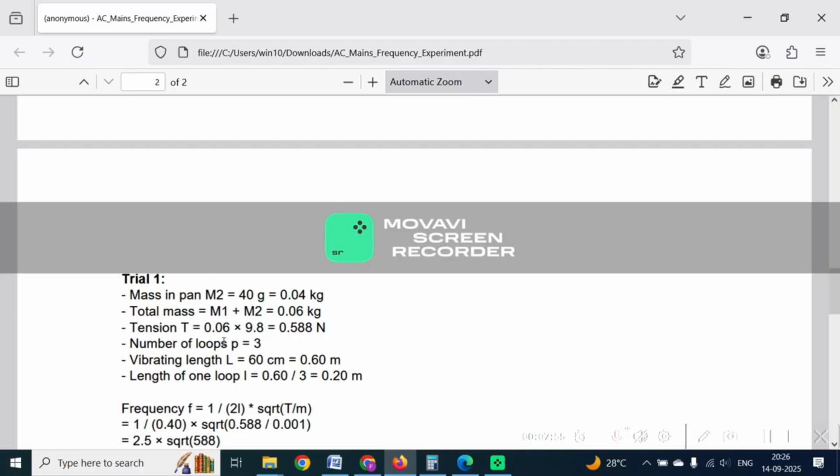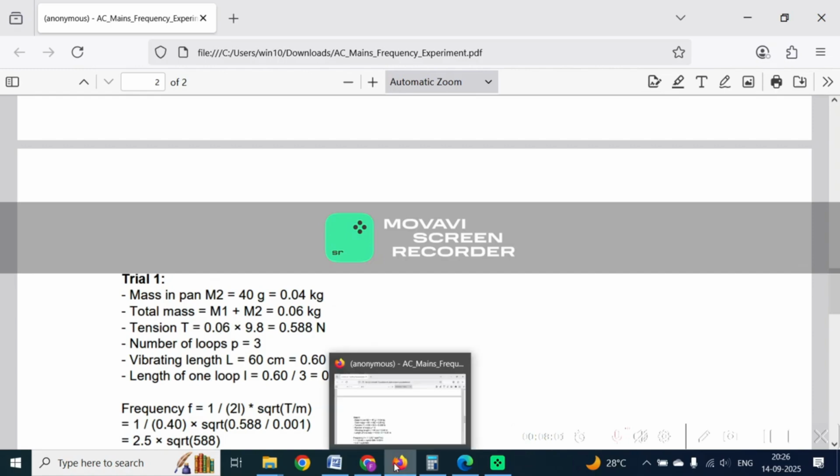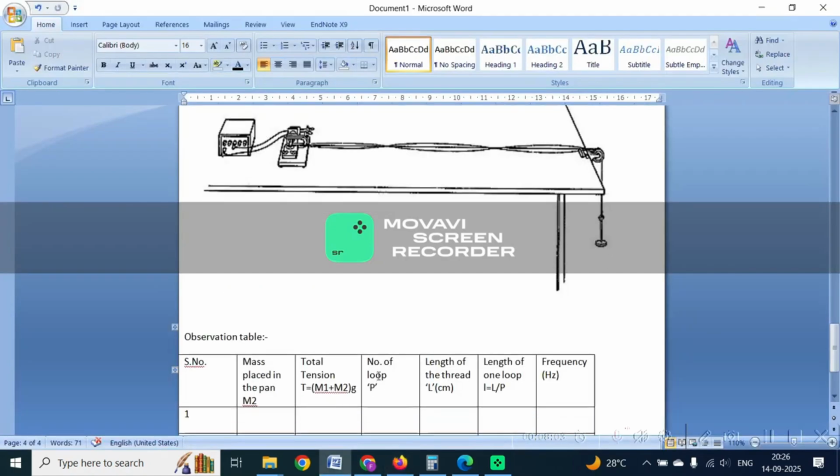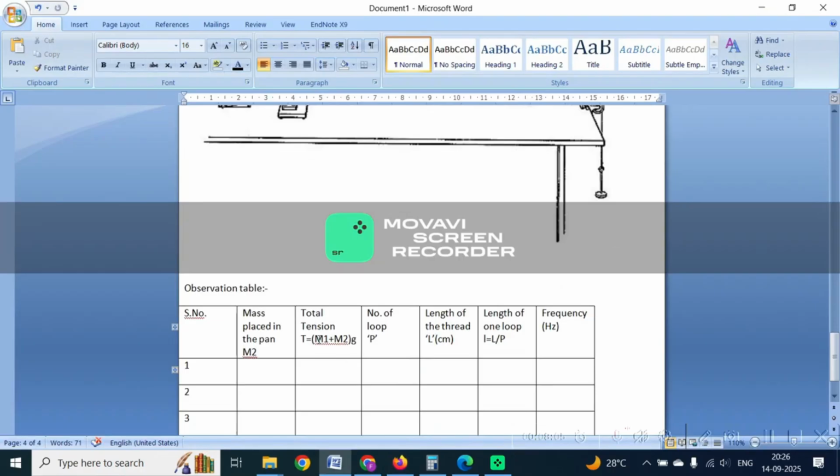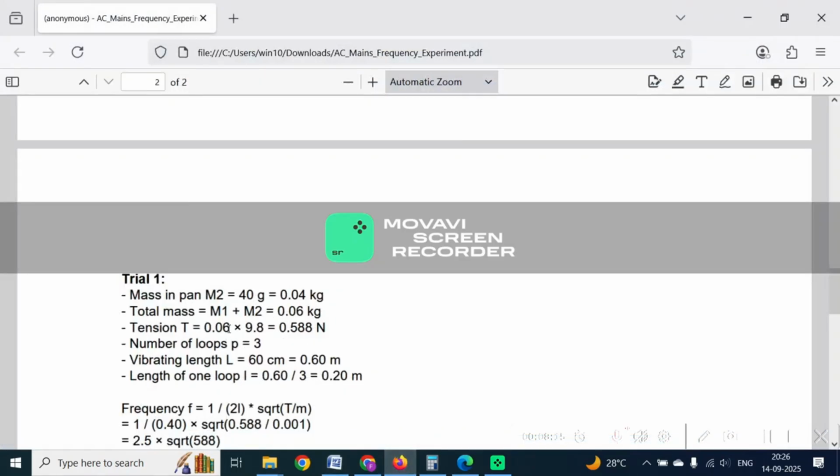Now how have I calculated tension? The tension formula is already given in the observation table. Here it is, total tension. Tension T is equal to M1 plus M2 into G, where G is the gravity. So M1 plus M2 is 0.06 into G. G is 9.8, so the total value of tension is 0.588 Newton.